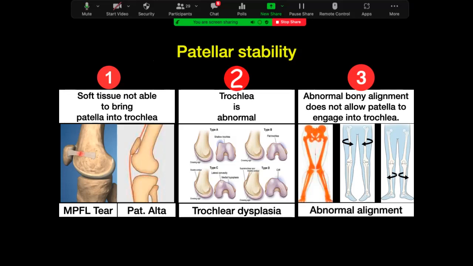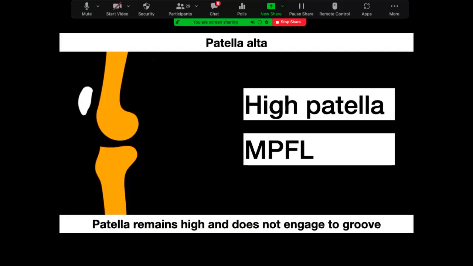Again, coming to, I like Vivek showing the cartwheel of his causes, but fit that cartwheel into a simple 3 columns. You'll fit all the causes into these 3 columns. The soft tissue is not able to bring patella into trochlea. The trochlea is abnormal, or there is a malalignment of the knee. In all these 3 cases, your patella is going to dislocate. And this is essential to find out what has caused this patellar dislocation so that you identify a correct treatment.